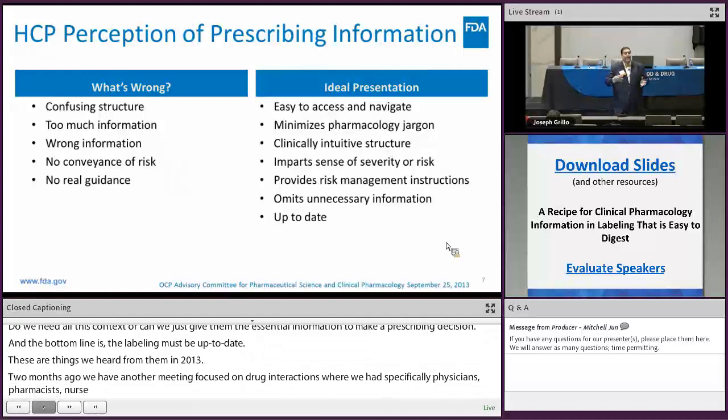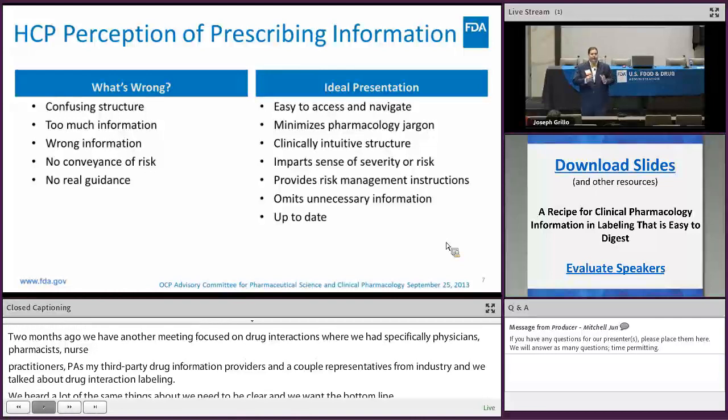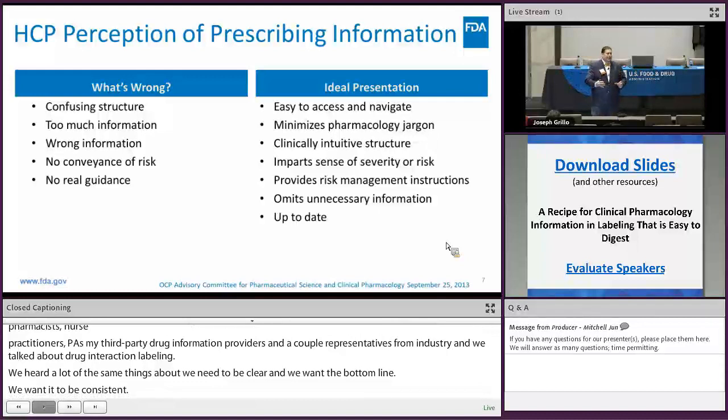But actually, we heard a lot of the same things about we need to be clear. We really want the bottom line. We want it consistent. We want it, take away the noise, give us very clear recommendations about what's the problem and what do we do about it. That was the take-home message.